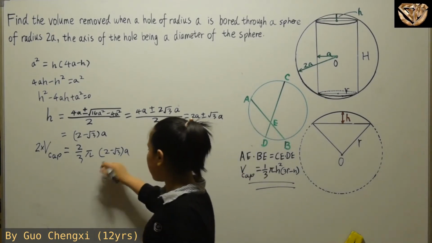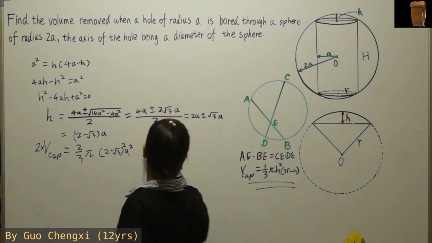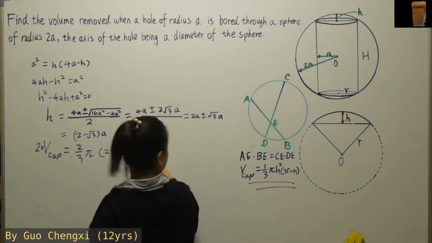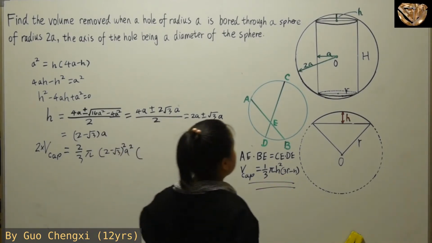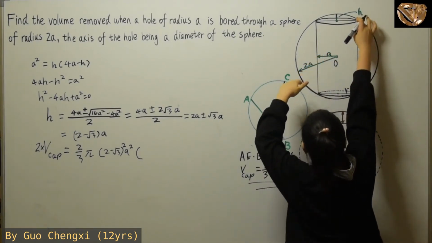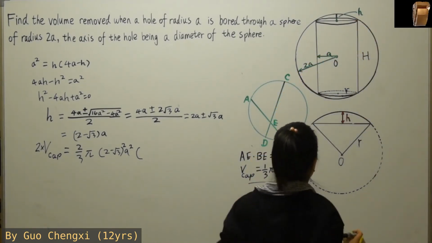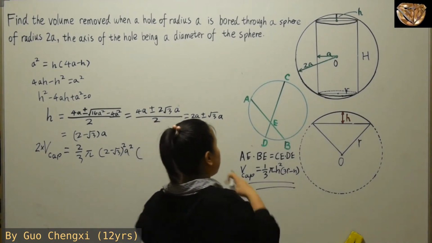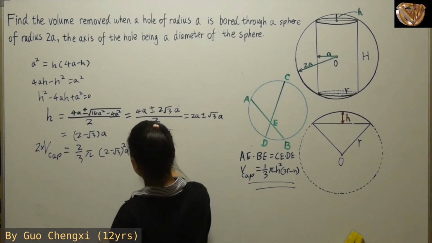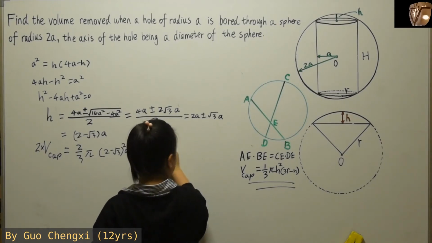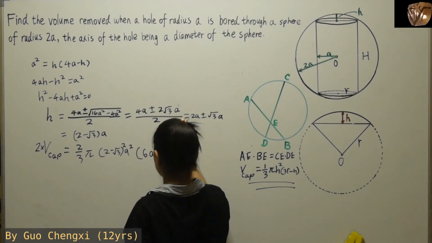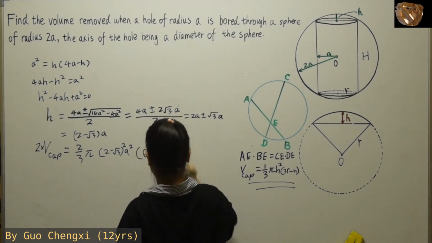Okay, so for this part you need h squared, then we have 3r minus h. So what is this r? As I told you, it's like this, right? It goes from the center to this part, which means that it is the radius of the sphere. So the radius of the sphere being 2a, so here you get 6a minus 2 minus square root 3a.